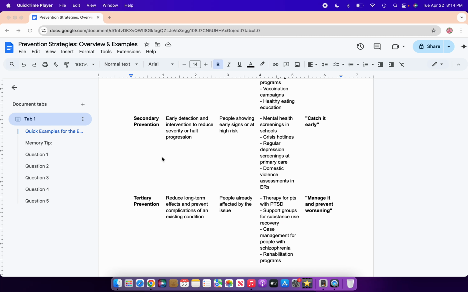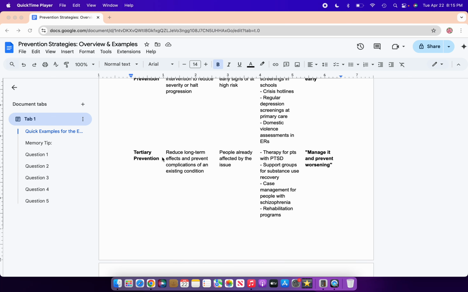Next, secondary prevention. This is early detection. When you think about secondary, think about screening, right? That's the kind of way I put them, SNS, screening. So early detection and intervention to reduce severity or halt progression. People showing early signs or at risk. People may be at risk due to where they live, or let's say it's genetic or something like that. Examples of this look like mental health screenings in school, crisis hotline, regular depression screenings at primary care offices, domestic violence assessments in the ER. So when you think about secondary prevention, think about catch it early, okay?